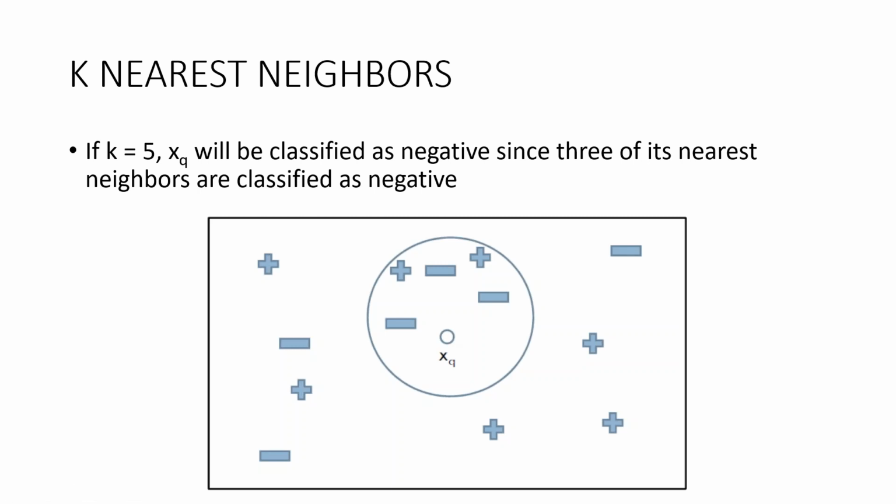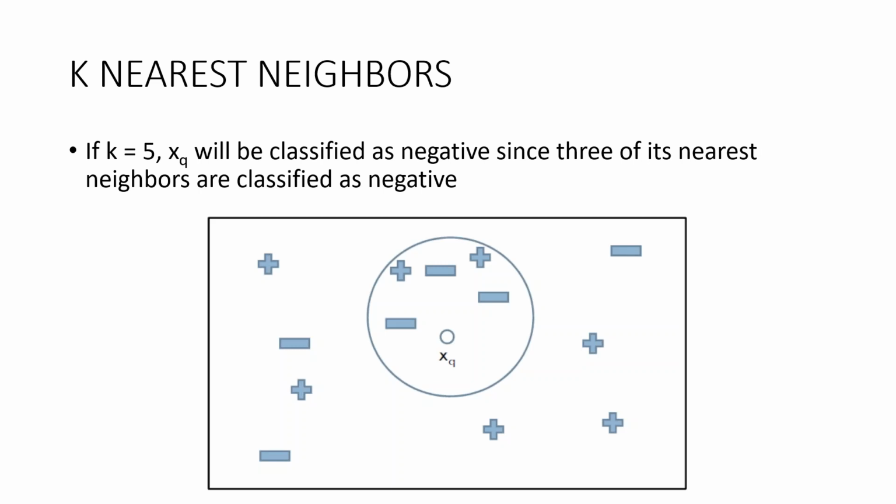So basically, I want to see which 5 training set points are closest to this XQ. And they've actually been put in a circle here. And you'll see in this case, there are 3 of the negative training set points and 2 of the positive ones within that circle that are the closest. So in this case, you would assign the classification for X sub Q, the new point, to negative, because there are more negative points around it than positive points.